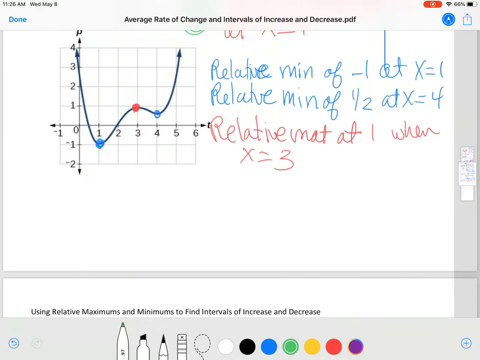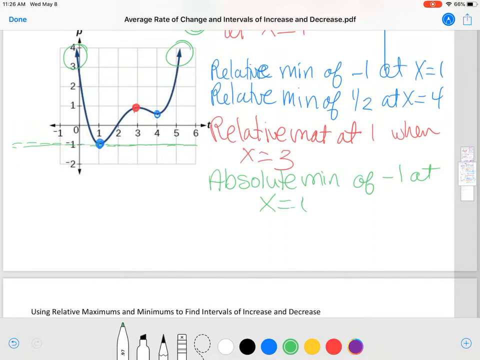Now, if you notice, my arrows here say I go up forever, so I have no absolute max. However, I do have an absolute min. If I look right here, if I look at the entire graph, that point, 1, -1, is the lowest point on my graph. So this is a case where my absolute min and my relative min overlap. So I would say I also have an absolute min of -1 at x equals 1.